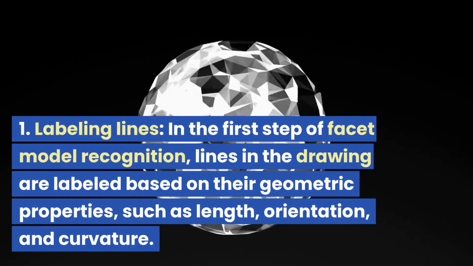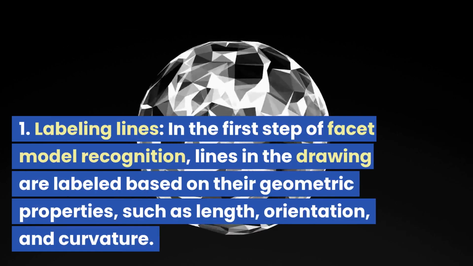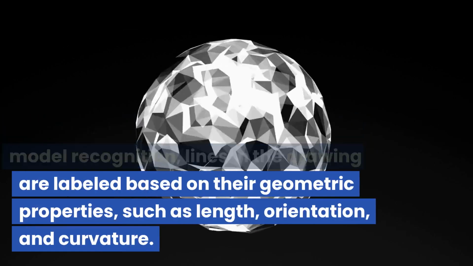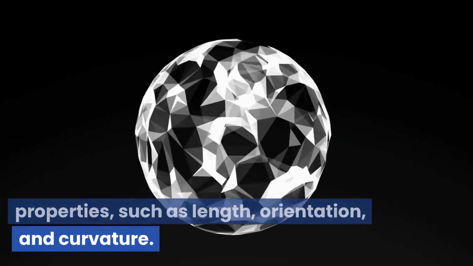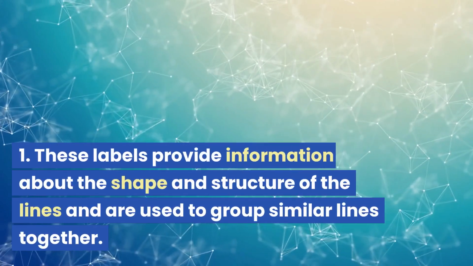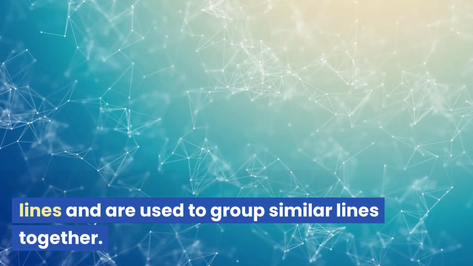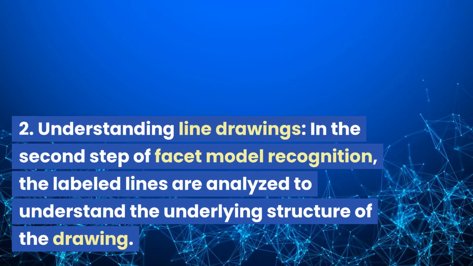1. Labeling lines. In the first step of facet model recognition, lines in the drawing are labeled based on their geometric properties, such as length, orientation, and curvature. These labels provide information about the shape and structure of the lines and are used to group similar lines together.